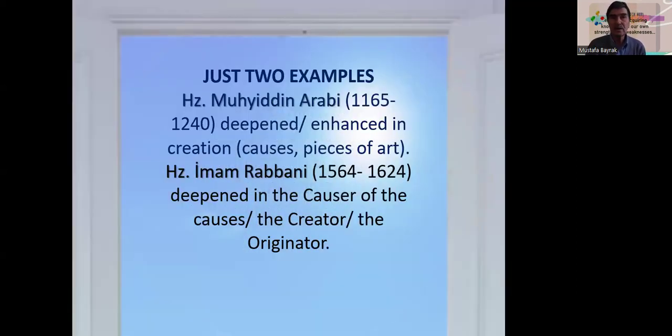Just two examples. Hazreti Muhyiddin Arabi lived between 1165 and 1240, deepened in creation, in the causes and pieces of art of God. Hazreti Imam Rabbani lived between 1564 and 1624, deepened in the cause of the causes: the Creator, the Originator, the one who owns both the causes and the result, who creates and originates everything.